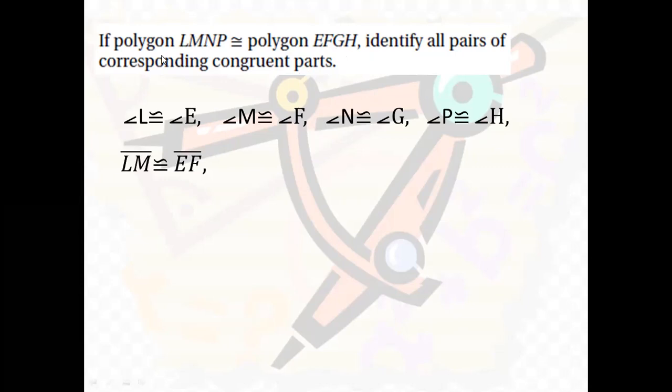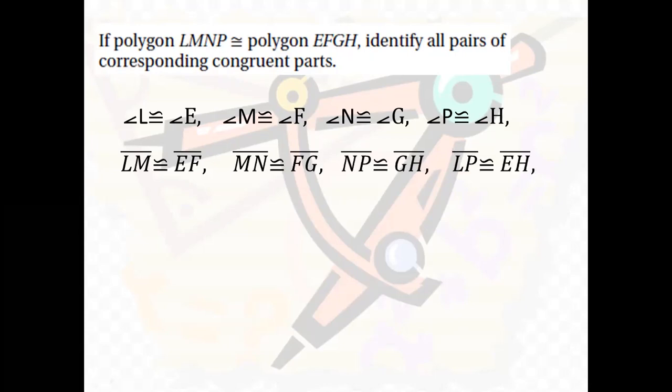Okay, now let's move on to the sides. Start with the first two letters, because a side is a segment, so it should have two points. So it's LM, which corresponds to EF on the other polygon. Then MN corresponds to FG, NP corresponds to GH, and the other one is LP. The first and the last letters here correspond to segment EH. So it is this easy to identify all pairs of corresponding congruent parts in a triangle or in any polygon. Just look at the letters which they have given.